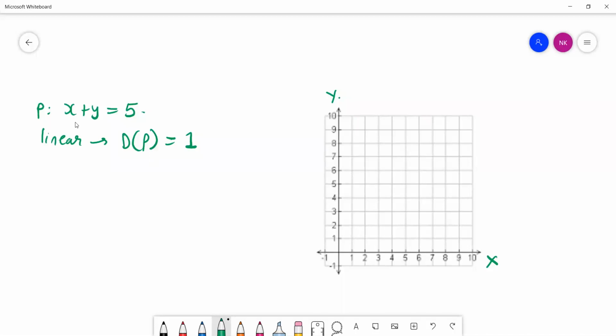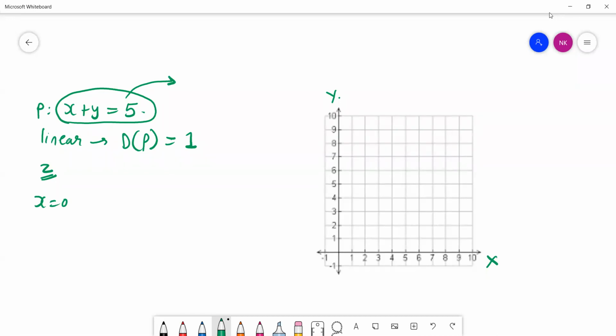How can I draw the line? What is the minimum number of points I would require to draw a line? Can anybody tell me? 2. Correct. The minimum number of points you will require is 2. So for getting the perfect line, what should I be doing? Can anybody suggest? Sir, assume x to be 0 and evaluate y as 5, and likewise put x as 1, 2, 3.